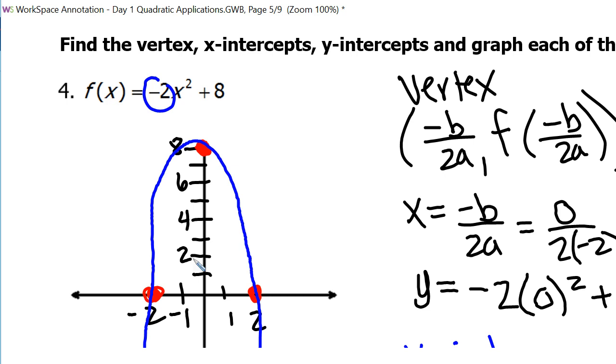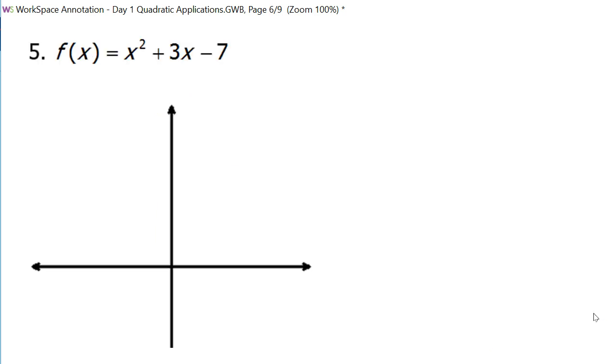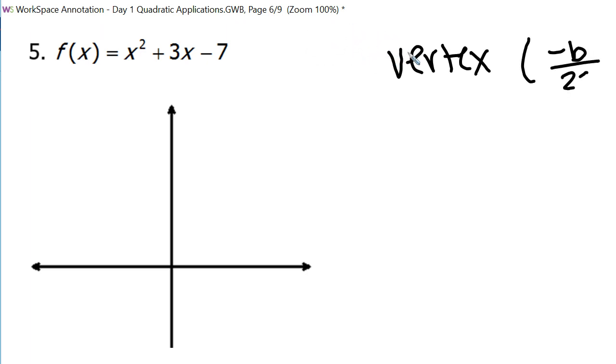Okay, we're not going to do all of these. Our last problem will be problem number 5 because it's a little bit different. So we're still doing the same thing. The first thing we need to do is find the vertex. And first thing we need to do is find negative b over 2a. Once we find that, substitute it into the equation to find the y value.